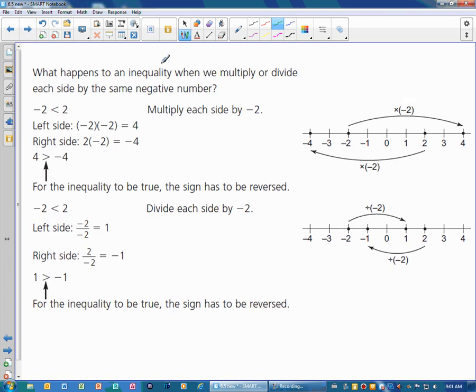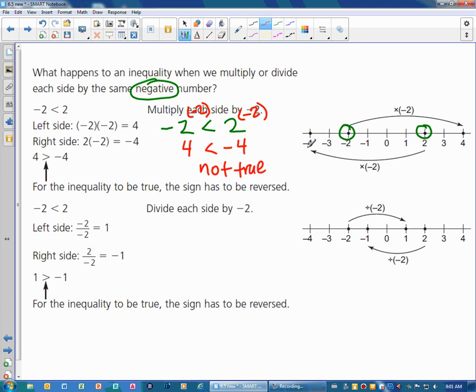But what if we have a negative number? Now stuff starts to go wrong. So what if we have negative 2 is less than 2? That's true. But now they're saying, all right, let's multiply each side by a negative value. In algebra, whatever you do to one side, you have to do to the other. So now on the left side, we have negative 2 times negative 2, which is 4. And we have 2 times negative 2, which is negative 4. Now, this is saying that 4 is less than negative 4, which is not true.